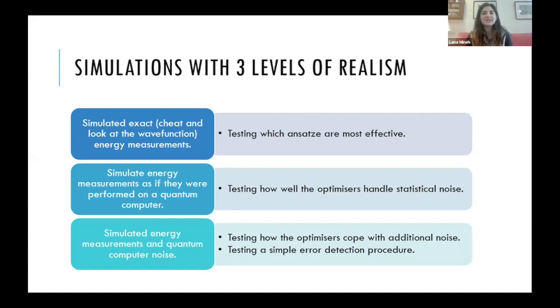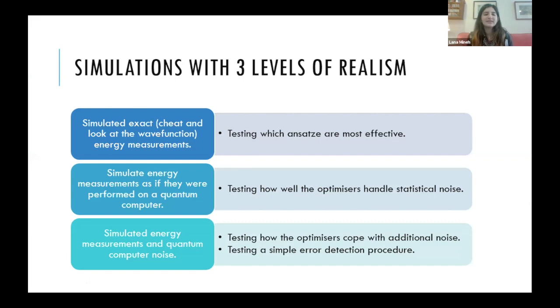So we did simulations with 3 levels of realism. The first thing we did was we simulated the exact energy measurements by cheating and looking at the wave function. And this just filters out which ANSATZ are effective, because if it won't work in this scenario, it won't work later with more noise.